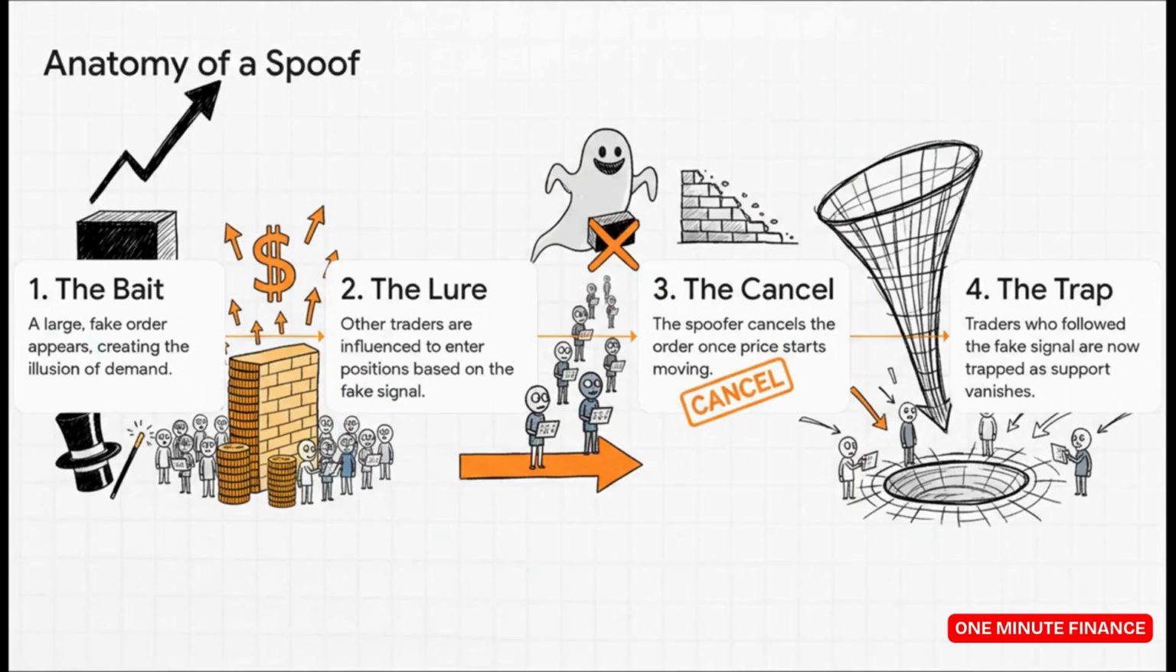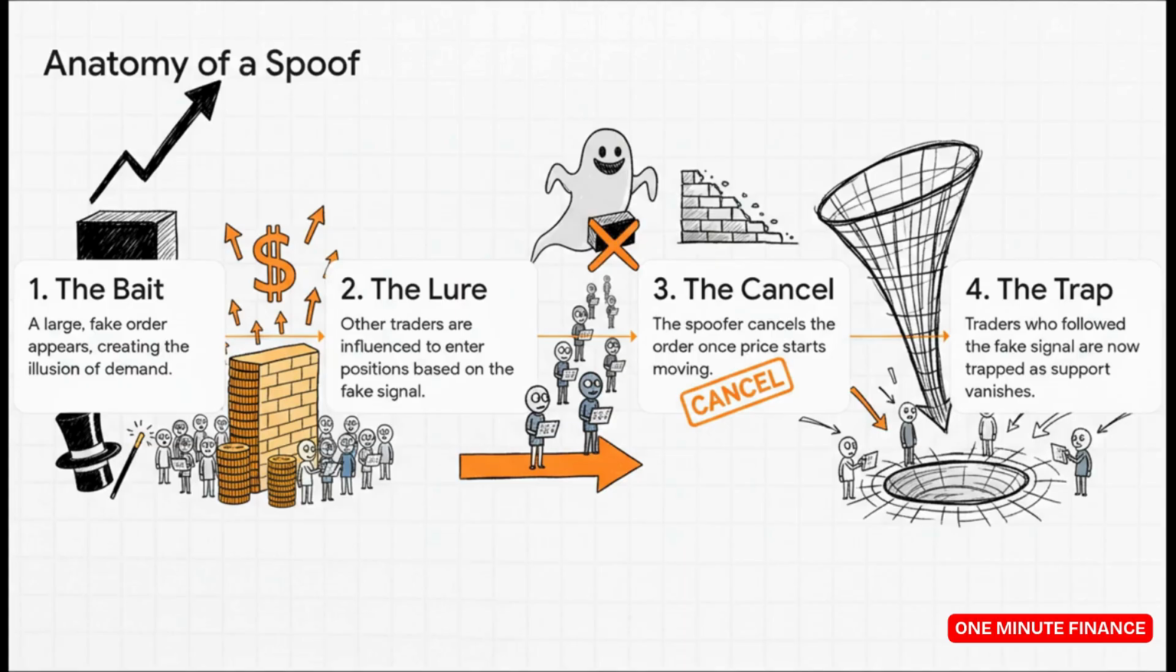Step 1, a spoofer puts up that huge, fake buy order. It creates this illusion of a solid floor of support. Step 2, other traders see this support and they get lured in. They start buying, thinking the price is safe. And then, step 3, just as the price gets close to their order, the spoofer instantly cancels it.